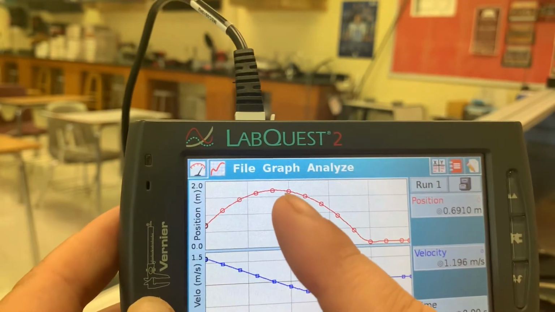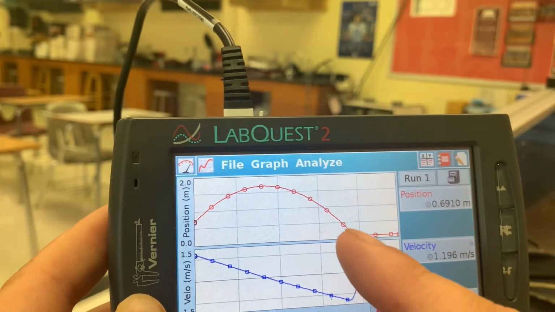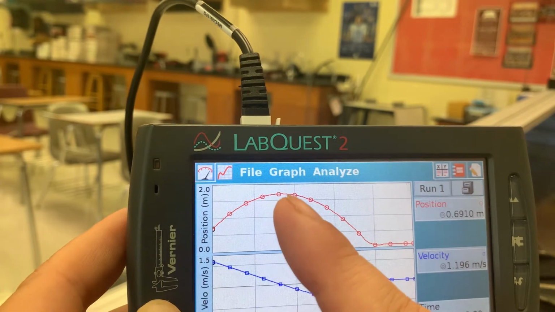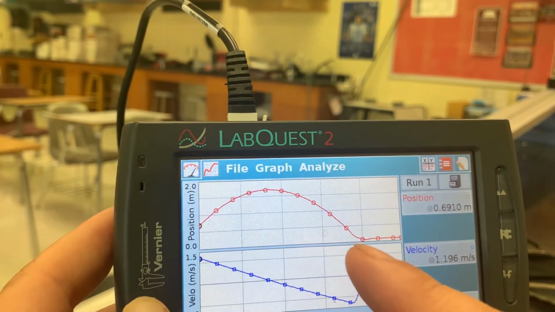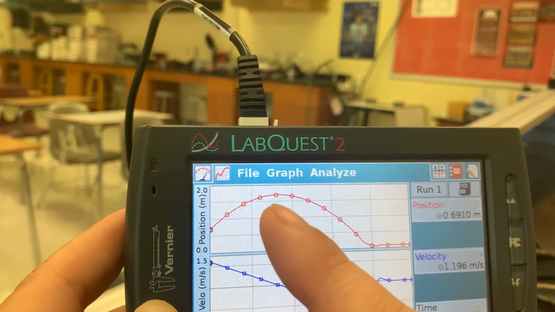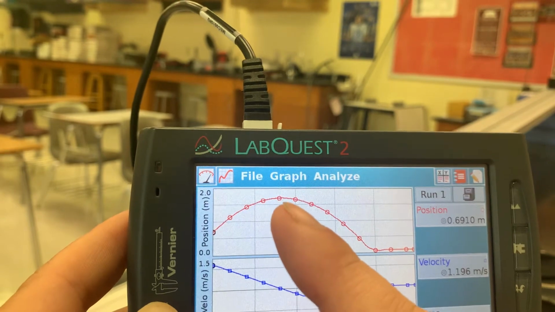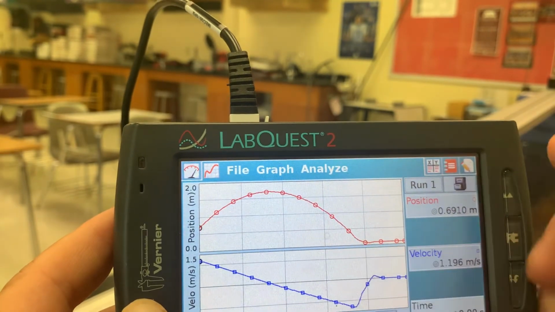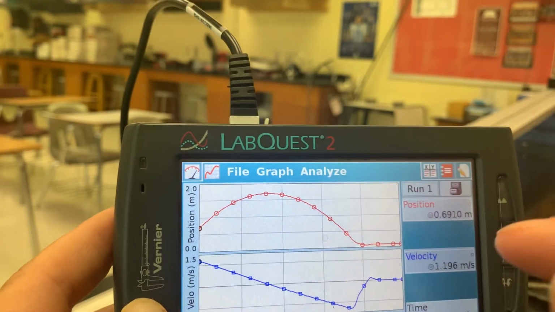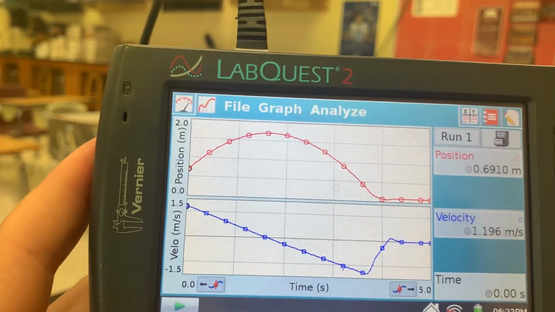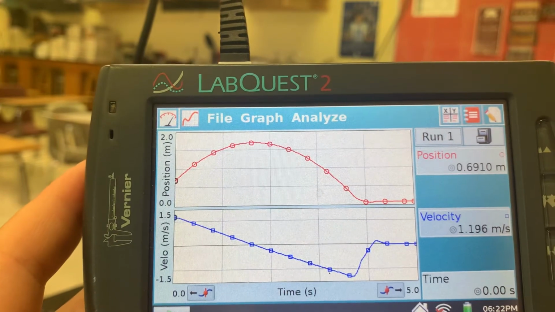So we see a negative slope, meaning the distance is decreasing. Over here, it's positive slope, meaning the distance is increasing. And then it's decreasing distance here, and it's decreasing at a faster rate, okay? So as it goes down the hill, it's getting faster and faster and faster, and that's why that slope is increasingly negative, okay?